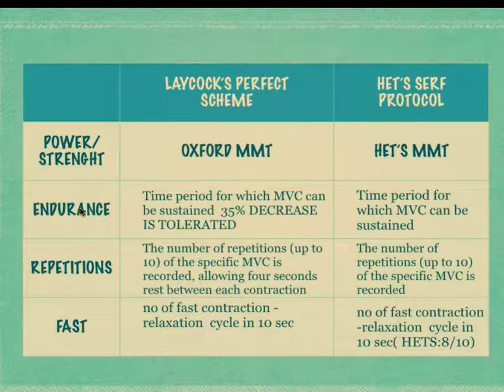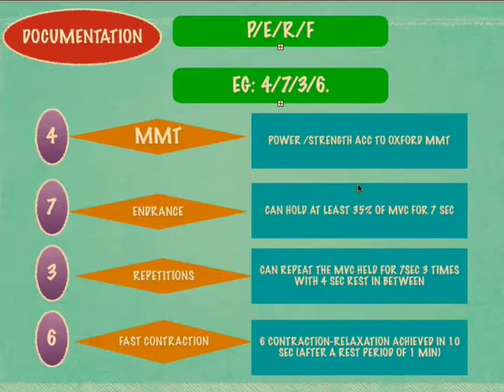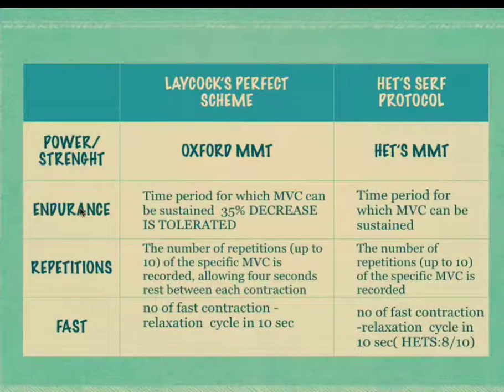Hett's PERFECT protocol, Hett's MMT. Endurance, the time period for which a maximum voluntary contraction can be sustained. Repetitions, the number of repetitions, up to 10, of the specific MVC is recorded. Fast, the number of fast contraction-relaxation cycles in 10 seconds. Hett's, that is 8 by 10, that is normal. So if there are 8 contractions in 10 seconds, it's a normal strength.